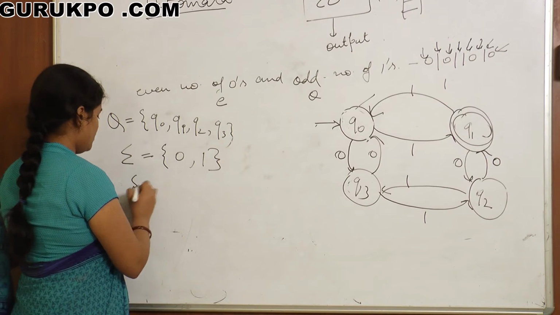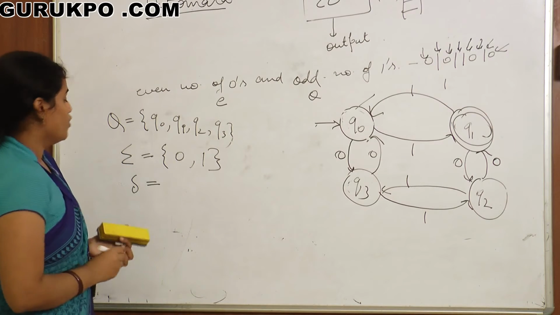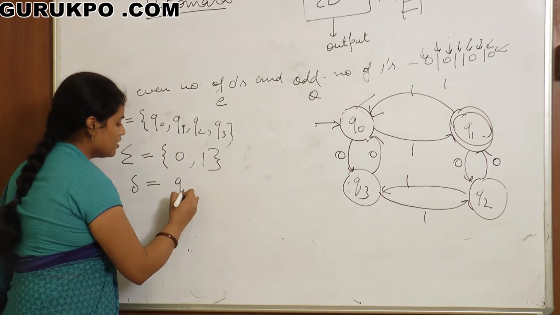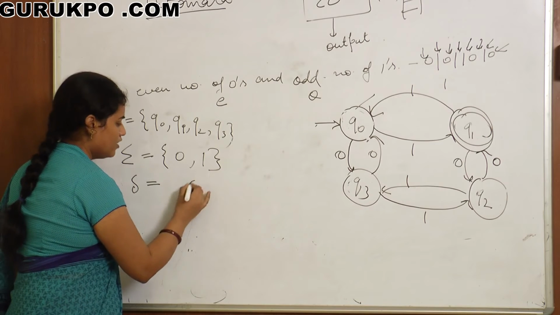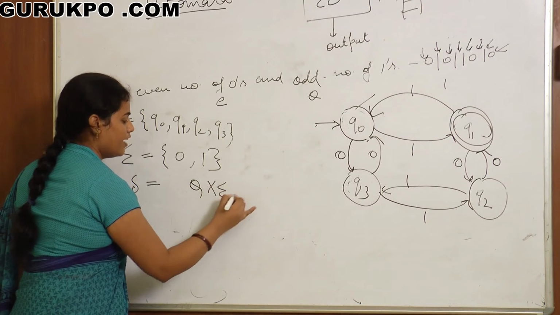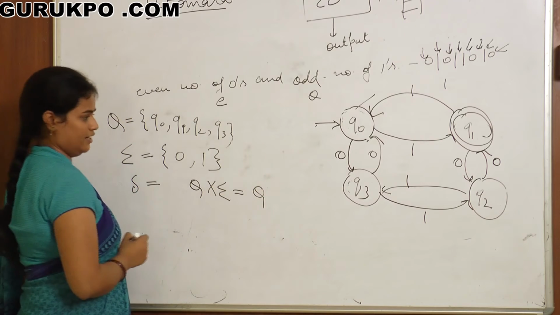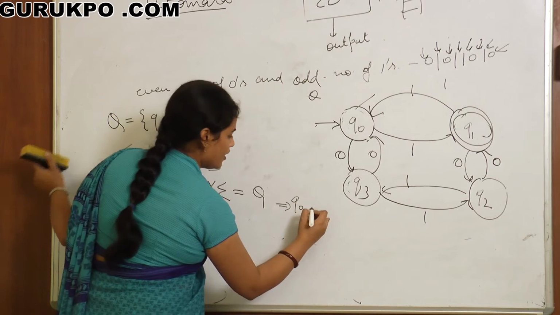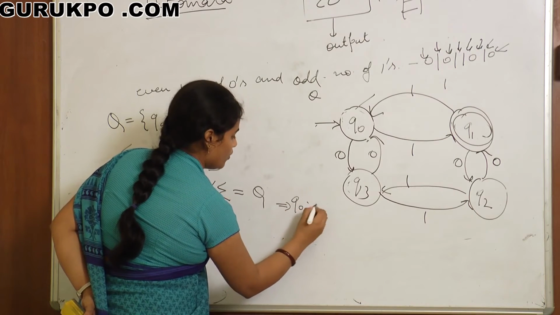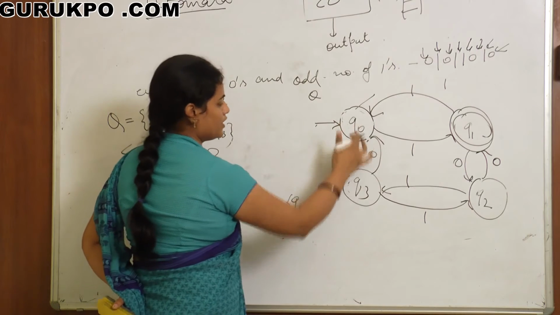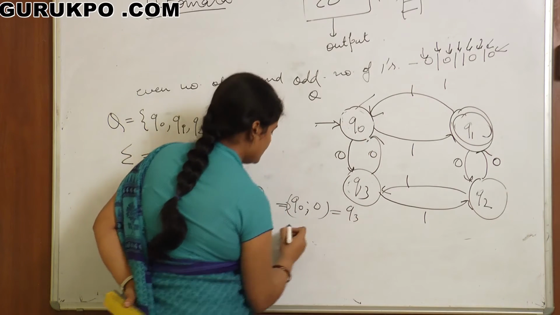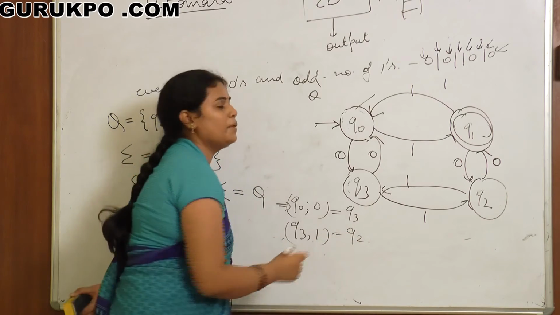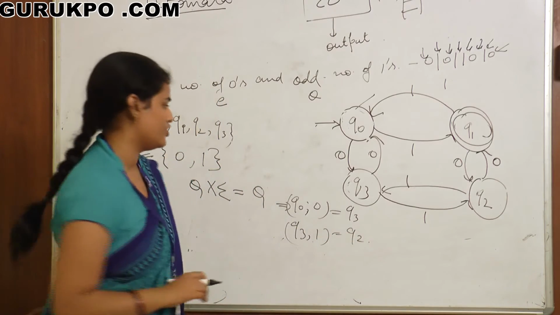Third, in this case, what are the production rules? Production rules mean that when we give some input to a state, we reach another state. For this case, at Q0 I am giving 0 and I am reaching the state Q3. In a similar manner, at Q3 when I am giving 1 I am reaching Q2. In the same manner we can write all the production rules.